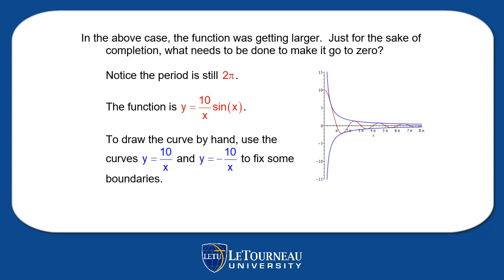Well, period is still 2 pi, and so we will use the function y equals 10 over x times the sine of x. Okay, to draw the curve by hand, then use the curves y equals 10 over x, y equals minus 10 over x to fix some boundaries. And you should get something that looks like the curve to the left.